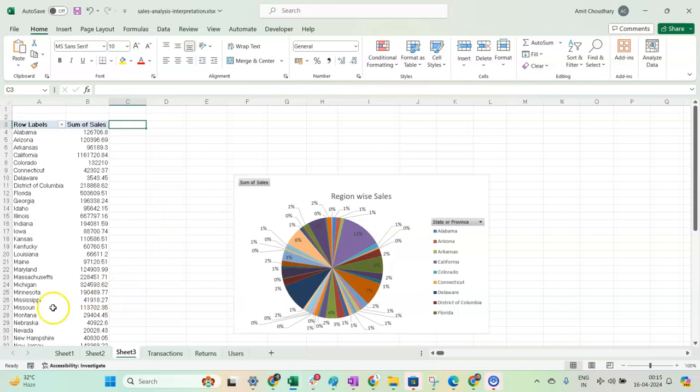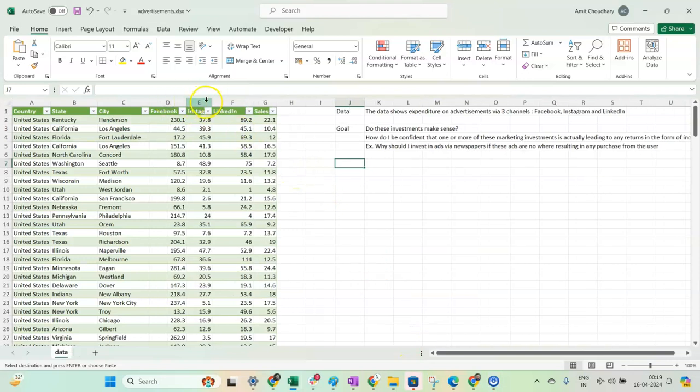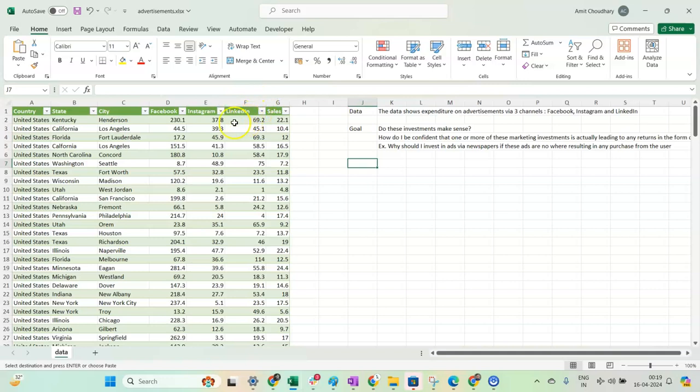Let me show an example of that. In this one, we have the amount of money spent by marketing teams across different cities in the US, across 3 social media channels: Facebook, Instagram, and LinkedIn. And the outcome is how much push those advertisements gave to the sales, how much lift in the sales happened because of this. And we really want to see the effectiveness of the ad campaign.